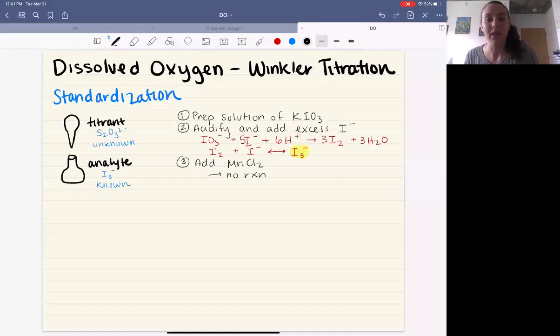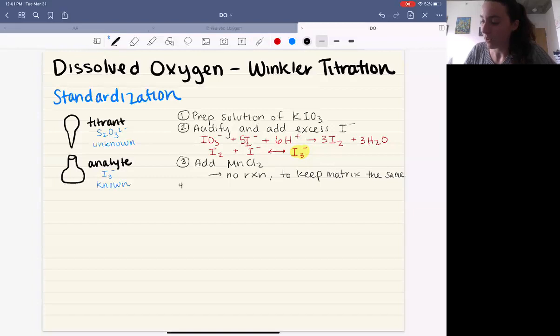The main reason no reaction happens is because the solution needs to be basic in order for it to happen, and we have already acidified our solution. So why are we adding manganese chloride at all? It's just to keep the matrix the same. If we want to be able to compare our standardization titration with later our Winkler titration, we need to have similar matrices in each one.